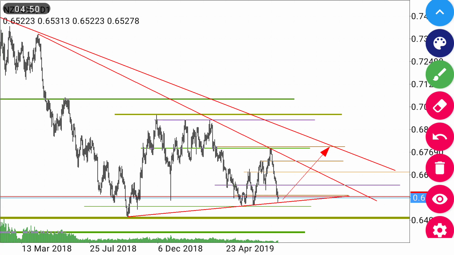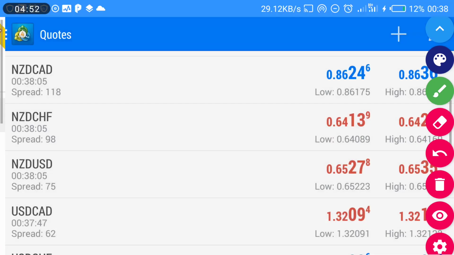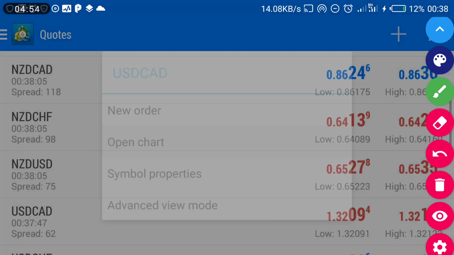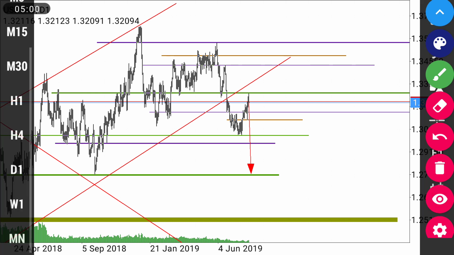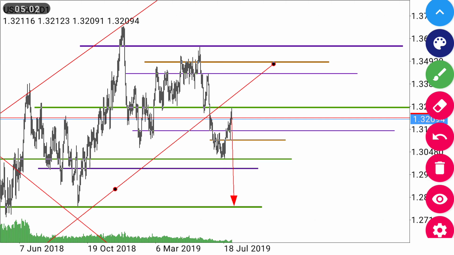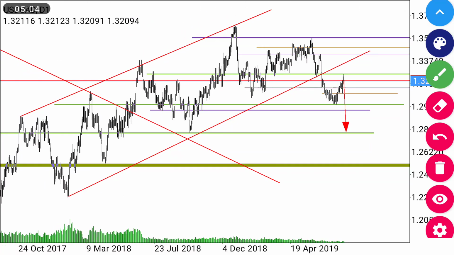Another pair which you're going to be looking at apart from NZD USD is USD CAD. For USD CAD, we're going to be looking for a bearish direction. The reason is that the price has reached a certain support or resistance, which is very strong, so we're anticipating that price will start to drop from now on. And our targeted area is this area.